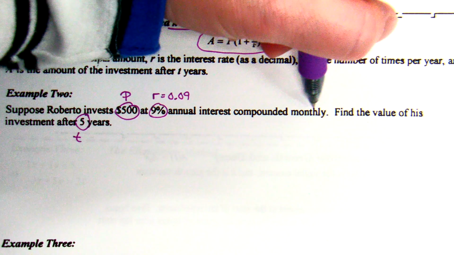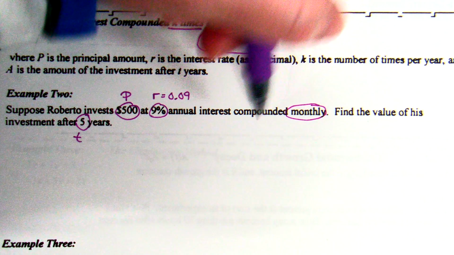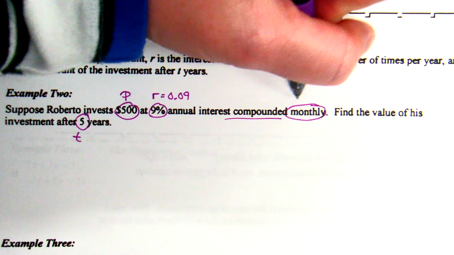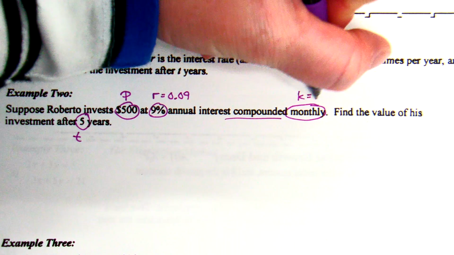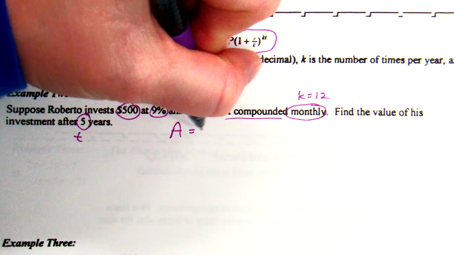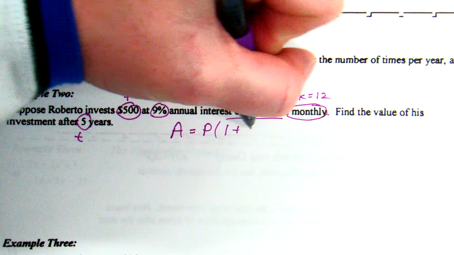Okay. It says compounded monthly. So when you see compounded monthly, that tells me my K value. And so monthly means once a month. So that is 12 times a year. Okay? So set up your formula. A equals P times 1 plus R over K raised to the KT.